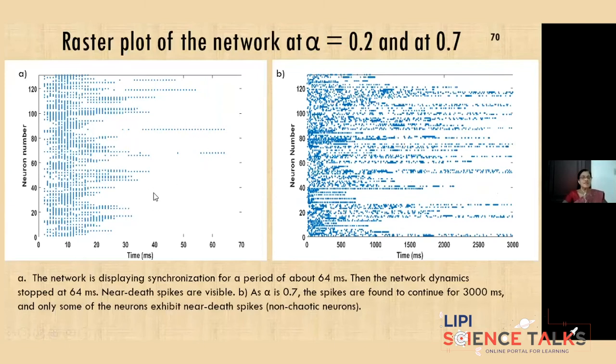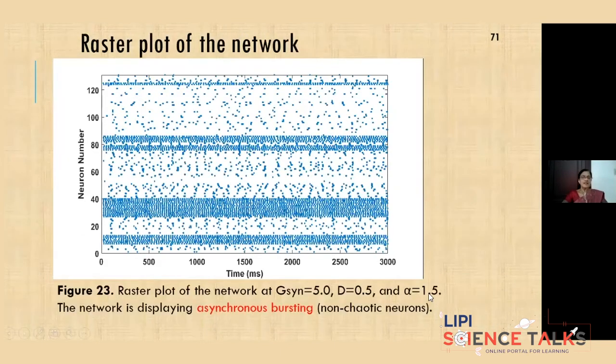The first diagram is for alpha equal to 0.2. And if alpha is increased to 0.7, then the neurons continue to spike till about 3000 milliseconds. After that, only some of the neurons exhibit near-death spikes. That means the noise influences the neural network, and the noise stability factor is an important factor which influences the neuronal behavior. And when alpha is further increased to 1.5, there is asynchronous bursting. All these are plotted for non-chaotic neurons.